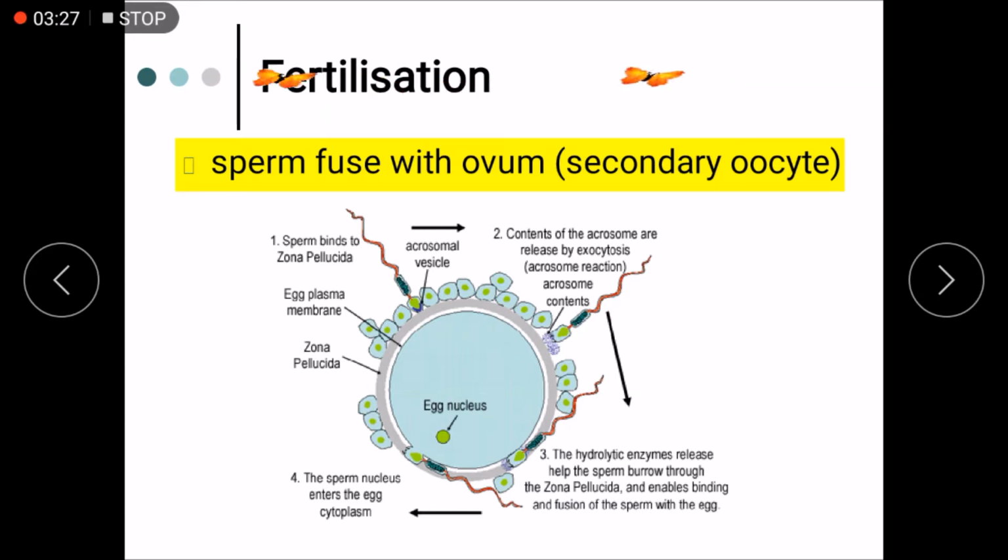And then we also need to know there are a few layers in the ovum. So this is the secondary oocyte. The nucleus is here. You see the sperm bind to the zona pellucida. This zona pellucida is a layer in the ovum. So the minute the sperm reaches the ovum, the nucleus will complete the meiosis. And then the nucleus inside the sperm will fuse with the nucleus in the ovum. Okay, then it is fertilization.